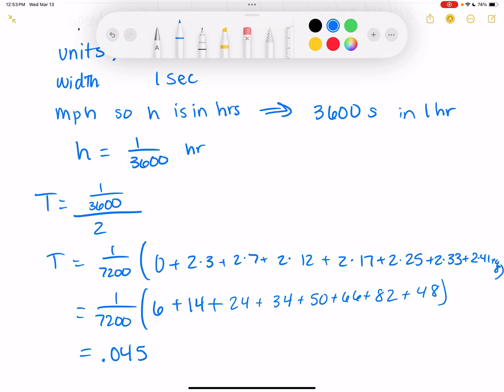Now, what units would be on this? Just think about trapezoidal rules finding what?